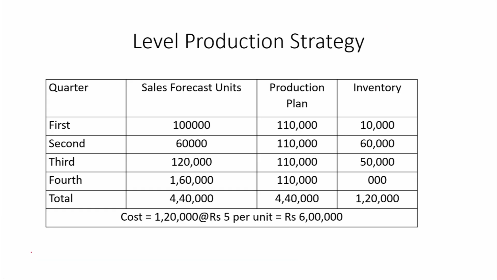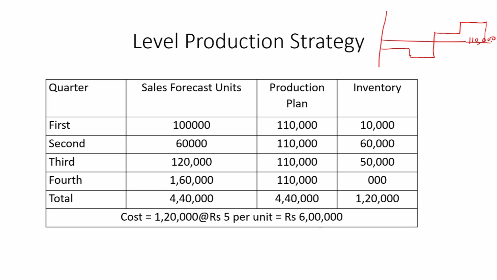In the first quarter we will find that if I produce 110,000 every quarter, my demand is lower than this, and then in the second it further reduced to 60,000, but then it increased to 120,000, and then I need to have produced 160,000 units like this. Okay. So, this is going to be my demand pattern, but my production is uniform.